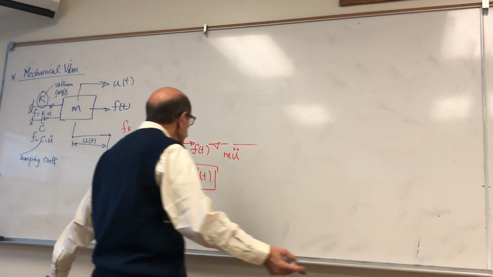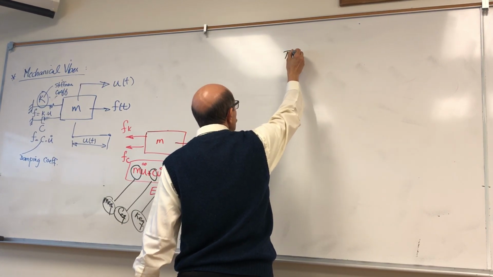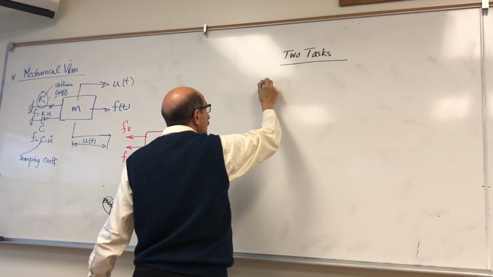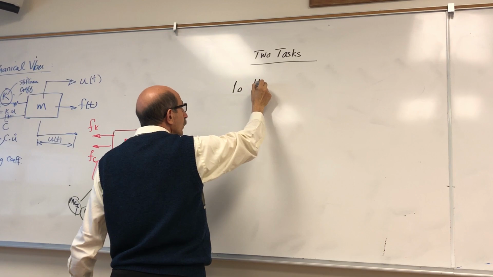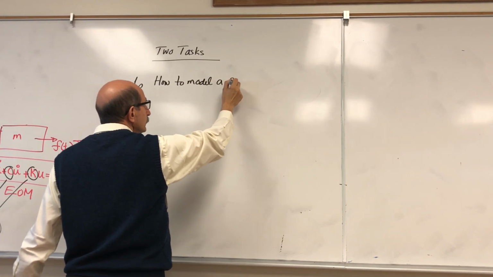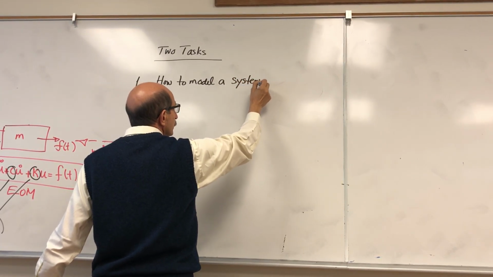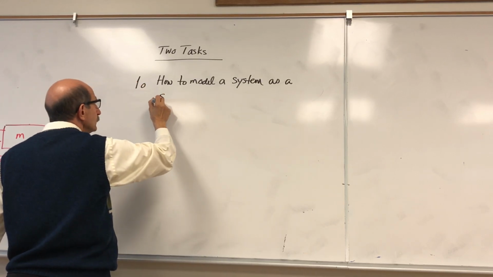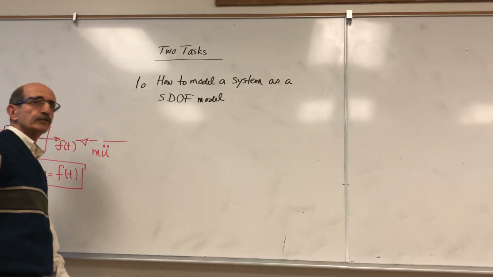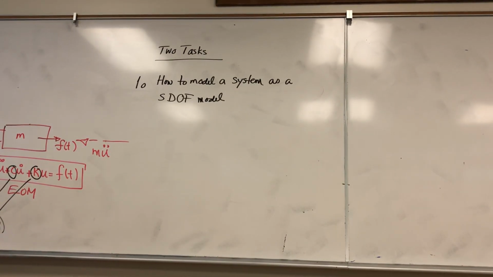So mechanical vibration comes down to basically two important tasks that we will carry out in this course. Task number one is how to model a system as a single degree of freedom model. In other words, if you're given a physical system, how do you identify or derive its equivalent mass, its damping and its stiffness? So that's objective or task number one.